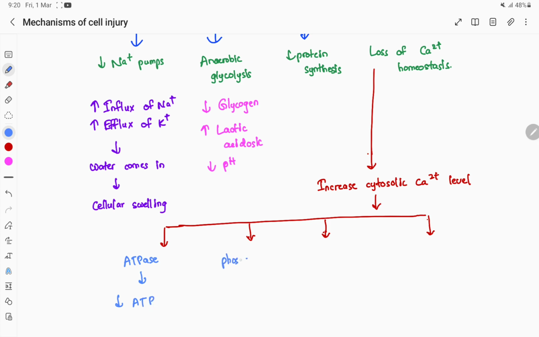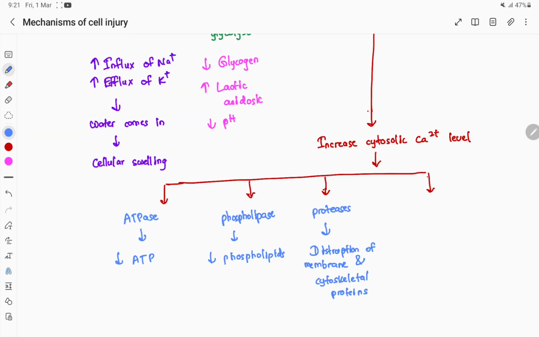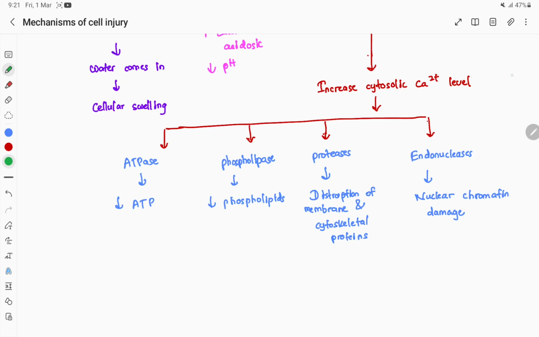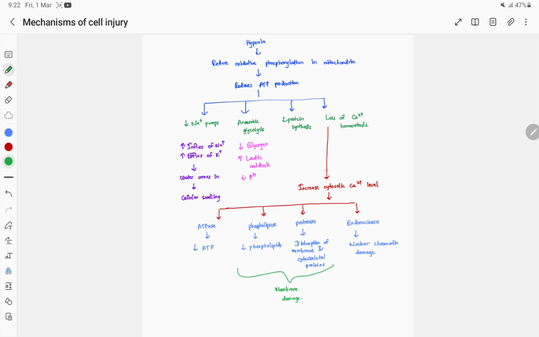Then phospholipase decreases phospholipid level. Then proteases cause disruption of membrane and cytoskeletal proteins. Then finally endonucleases, which cause nuclear chromatin damage. This reduction of phospholipids and distortion of membrane and cytoskeletal proteins cause membrane damage. So you can see this is a summary of how hypoxia causes cell injury.